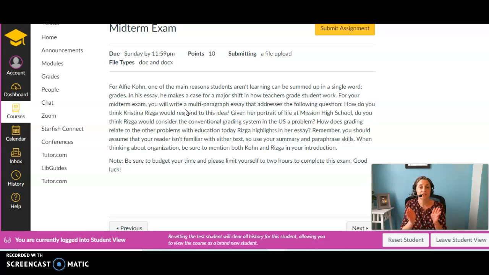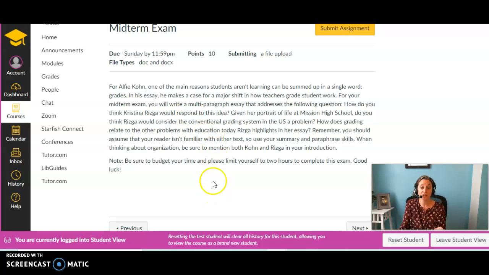In your introduction, you should really be mentioning both Rizga and Kohn. Okay, they should be introduced in your introduction because you're talking about them in comparison. What Kohn says about grading and the problems he identifies with grading. How does that fit in with Rizga and the problems that she identifies with education in the U.S.?